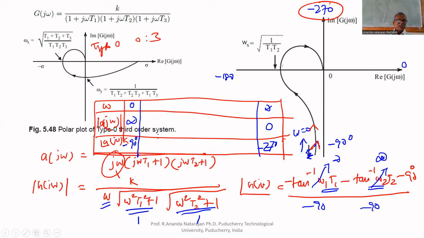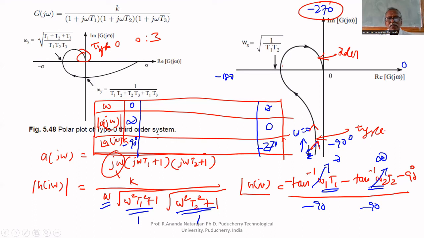Why type 1? It starts from minus 90. Why third order? Third order means it ends at minus 270. So the ending point tells the order, and the starting point tells the type number.